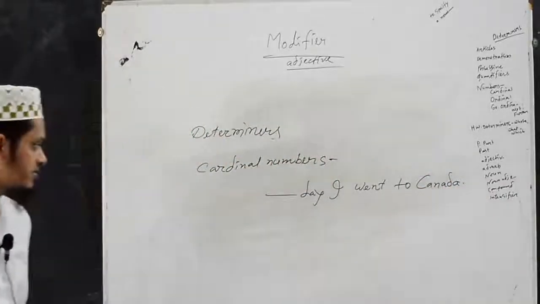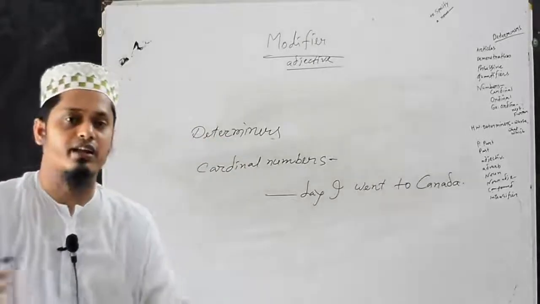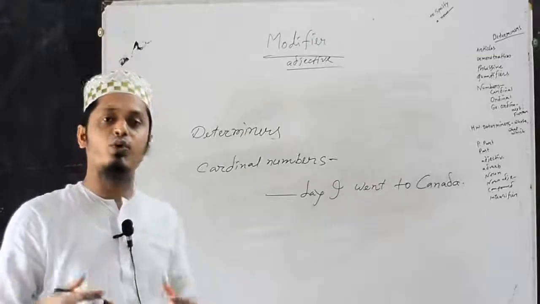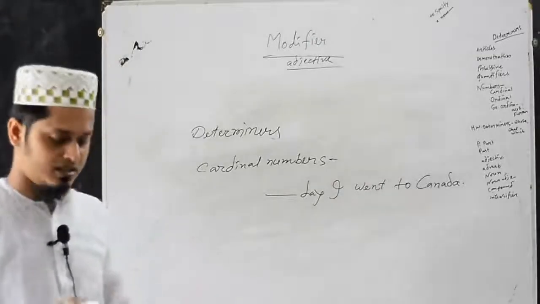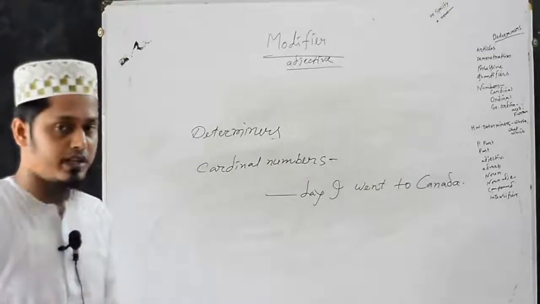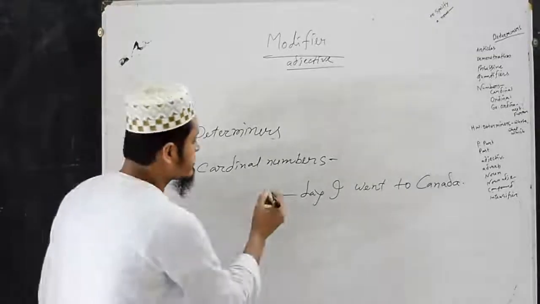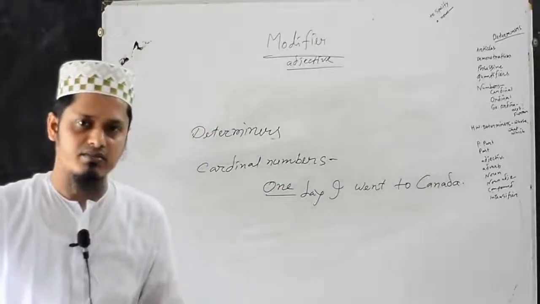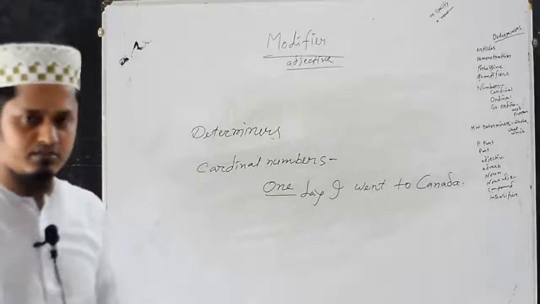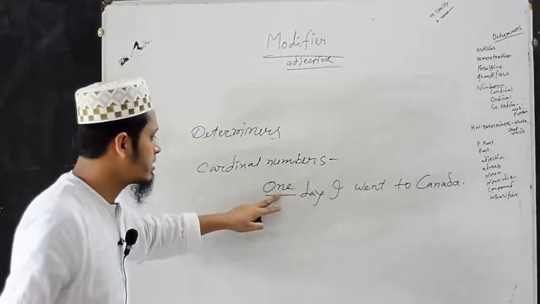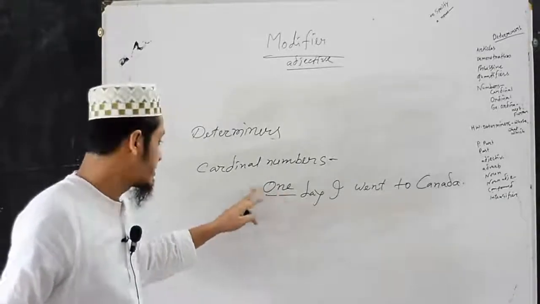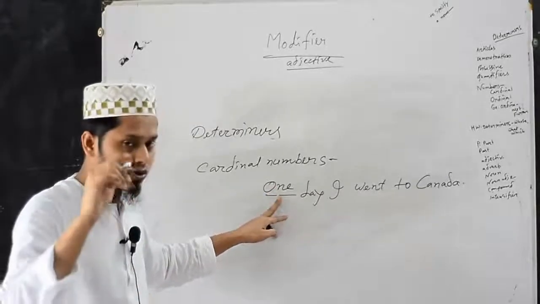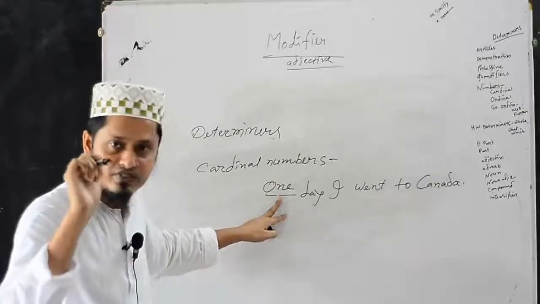Dash day, I went to Canada. Now, if I say who is day or when did you go to Canada? If you say one day, in any day, I went to Canada. So this type of word is called cardinal number. So cardinal number is also used as a premodifier.